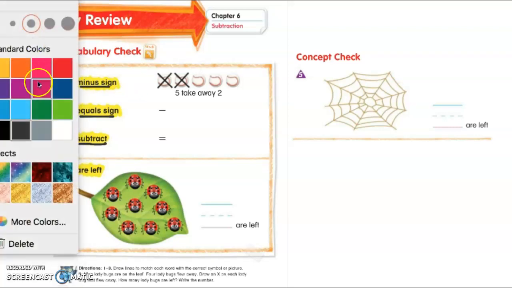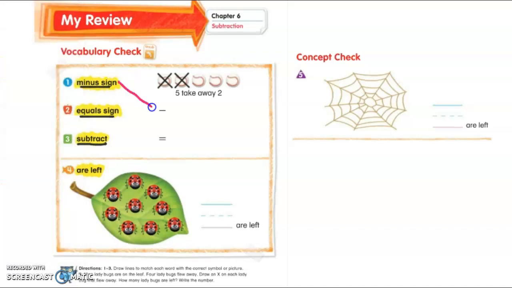If we remember, the minus sign is just a straight line across. So minus sign is over in the middle. What about our equals sign? Equals sign. Two lines across is our equals sign. So draw a line to that bottom symbol.